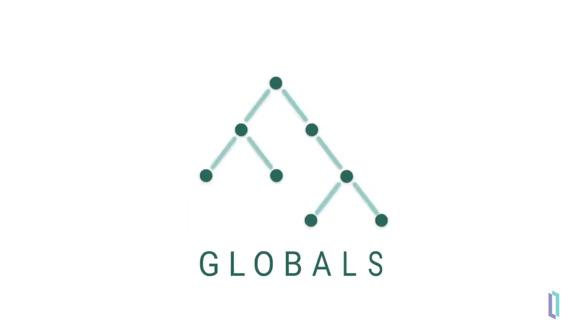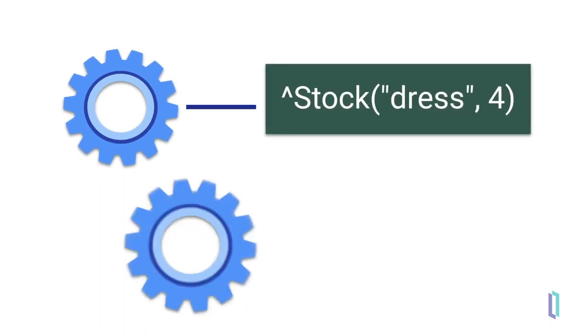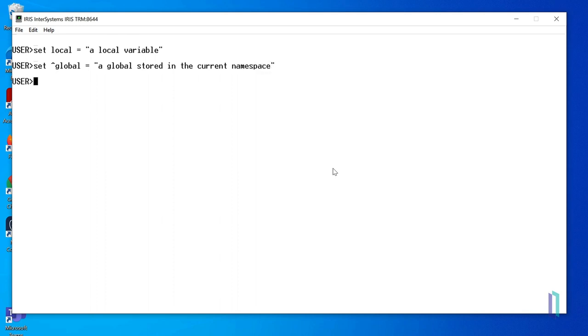Globals are a special kind of variable, automatically stored within the InterSystems IRIS database. They can be accessed by any process. A global persists after the end or termination of the process that created it until it is explicitly deleted. You can define a global in the same way you define a local variable, but the variable name always starts with a caret prefix, followed by either a letter or the percent character. Like local variables, globals are case sensitive.